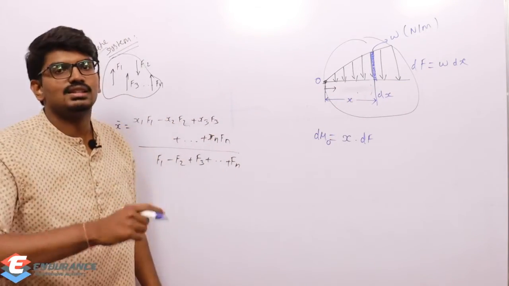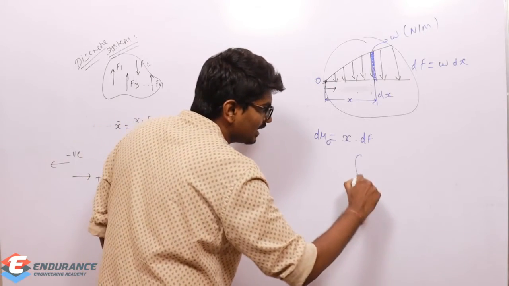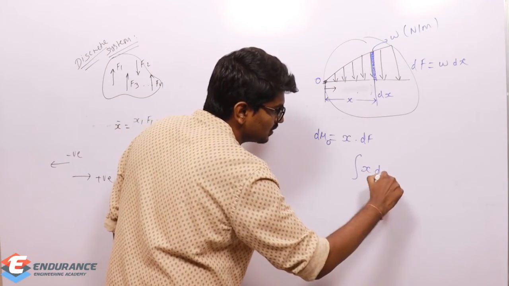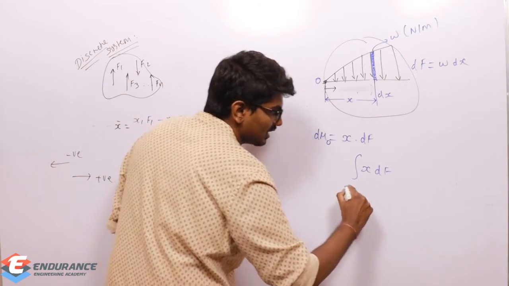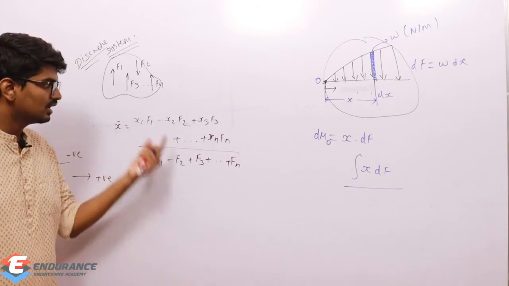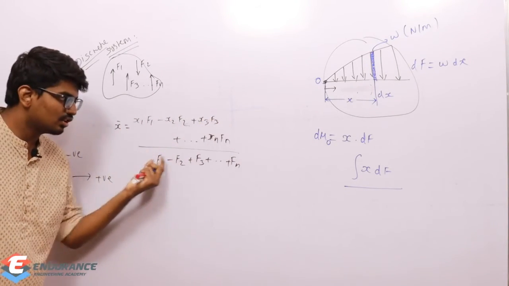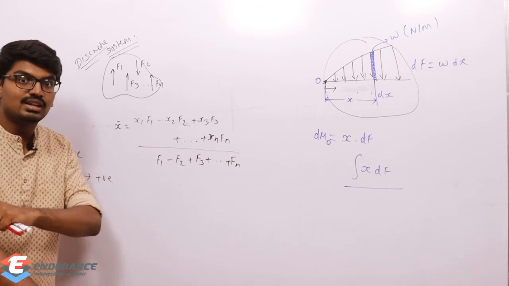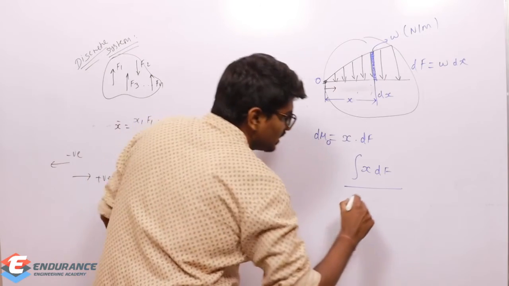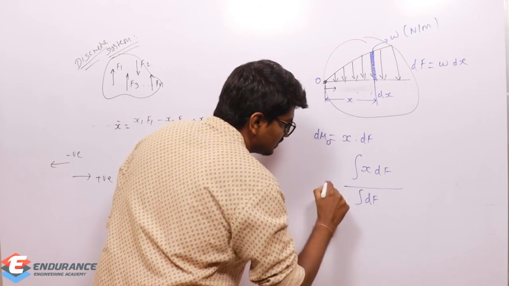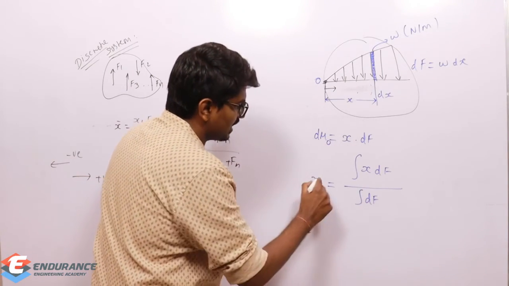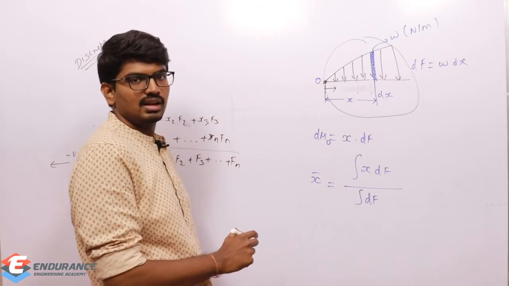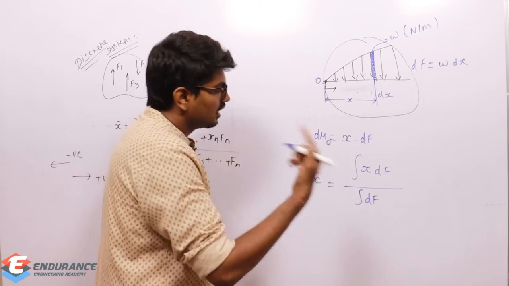Now, if I integrate this, I will get the total moment. So, integrating this dm, that is x into dF, will give me total moment. Similarly, denominator, what does it have? Numerator has summation of moments, denominator has summation of forces. Summation is nothing but integration in a continuous system. So, in denominator, it's going to be integration of dF. This will be my x bar. I hope it is clear now, right?